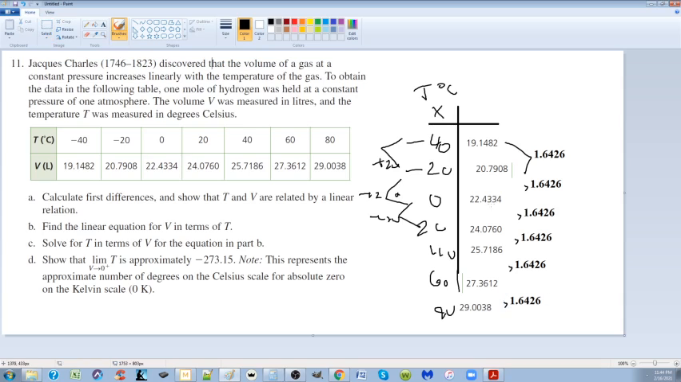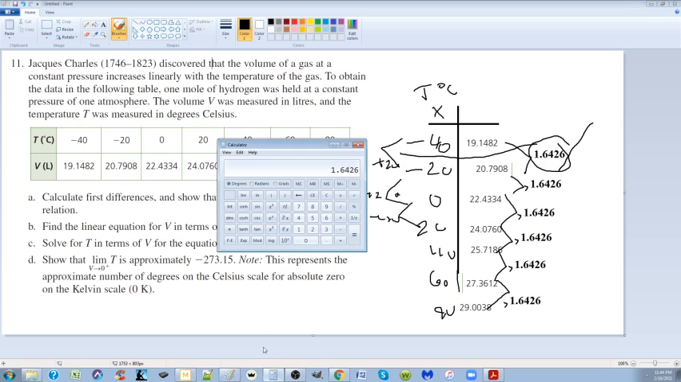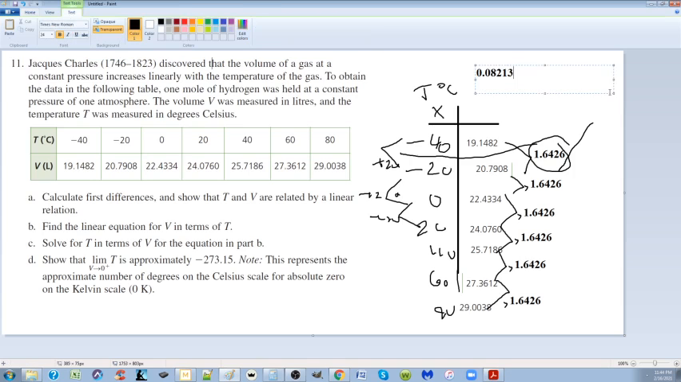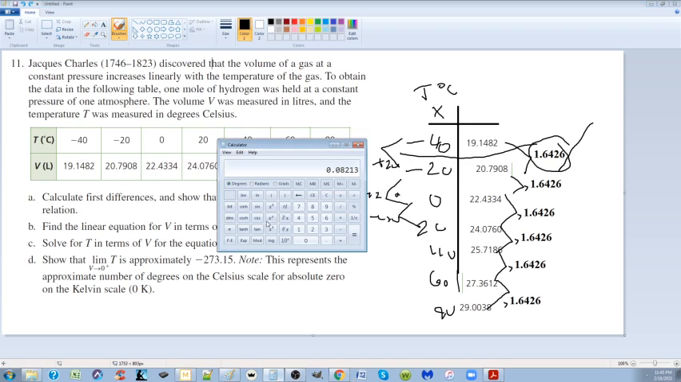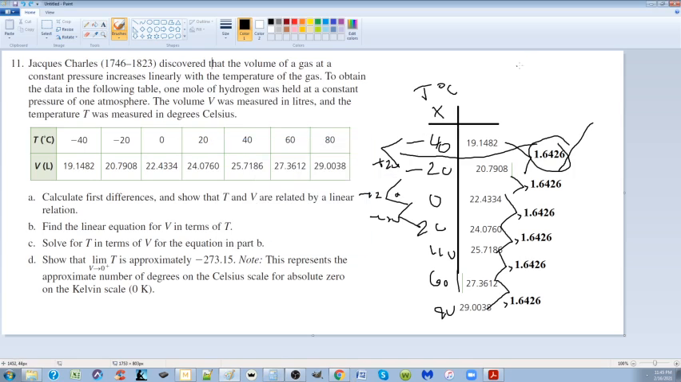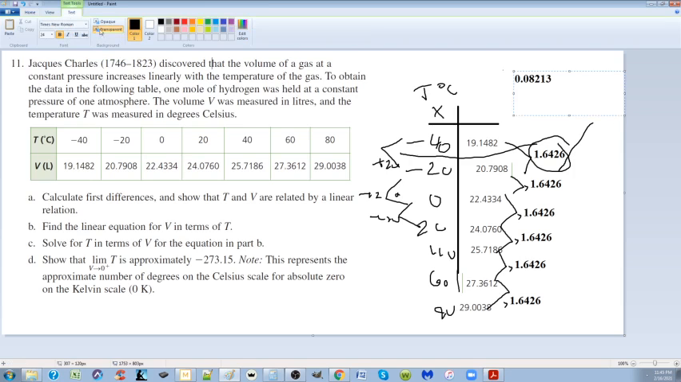And you might be tempted to say, therefore we have a line that's increasing by this amount. But you've got to remember it's increasing by this amount per 20 degrees. So when I divide that by 20, it's actually increasing by this amount for every 1 degree Celsius. And that is because it is increasing this amount here for every 20 degrees Celsius. So to figure out how much it's increasing per 1 degree, you have to just divide that first difference you found by 20.